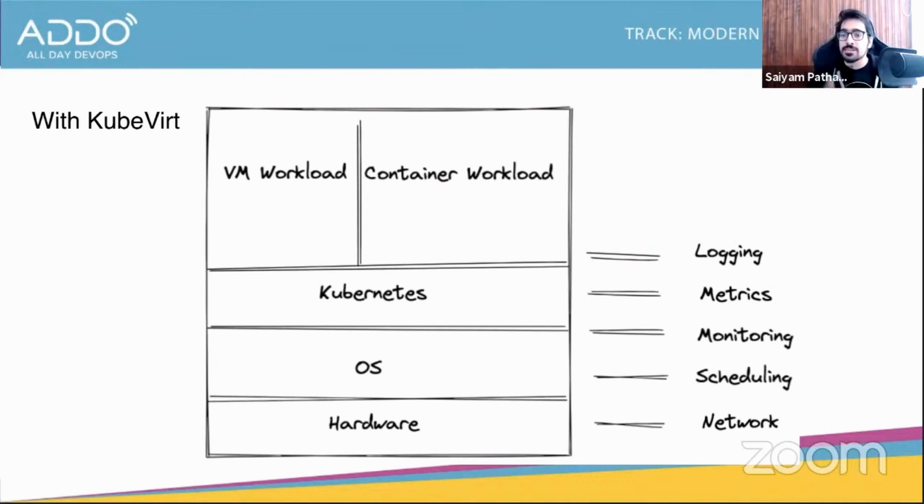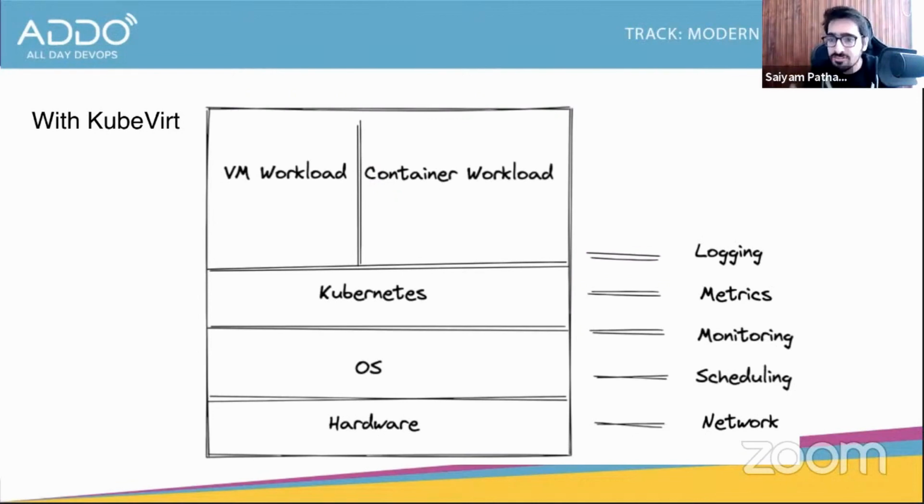Now we are extending Kubernetes in such a way that we are able to run VM workloads side by side with container workloads. We can use the same logging, the same metrics, the same monitoring solution, the scheduling power of Kubernetes, and the network. So internally, a VM workload will be running as a pod inside your cluster, as a regular pod. When you run kubectl run nginx --image nginx, it creates a pod. Similarly, when you create a custom resource, I'll tell you more about that in the next slide, it will create a pod inside your cluster, and it will be scheduled in the same way.